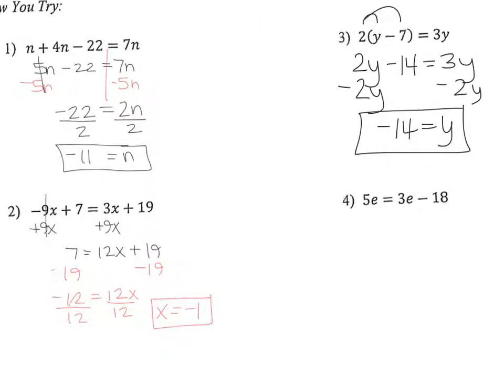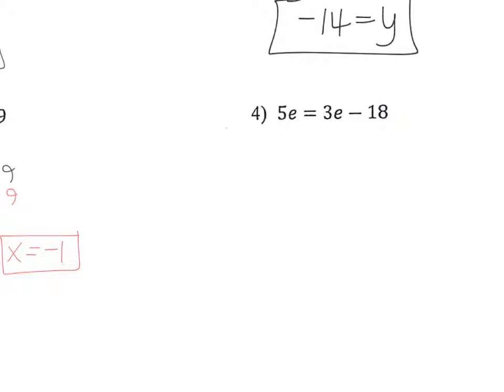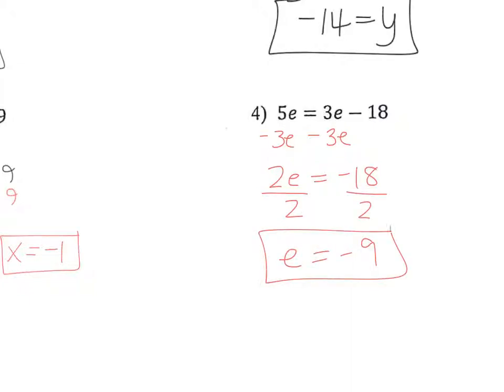And then number 4, you have e's on both sides. So I'm going to push this 3e to this side. So I'm going to subtract 3e from each side. So 2e equals negative 18. E equals negative 9 is my answer.